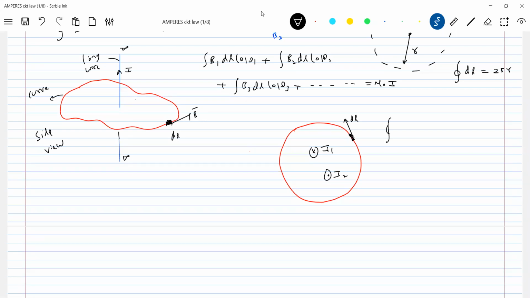So then what is the formula? B bar dot dL. What is this? This is a curve, like how we had a Gaussian surface, it's a curve. So this should be equal to mu naught (I2 minus I1), or we'll take this, I1 minus I2.